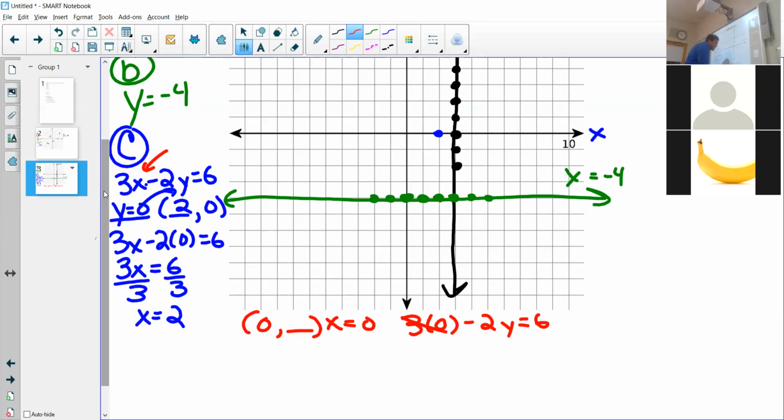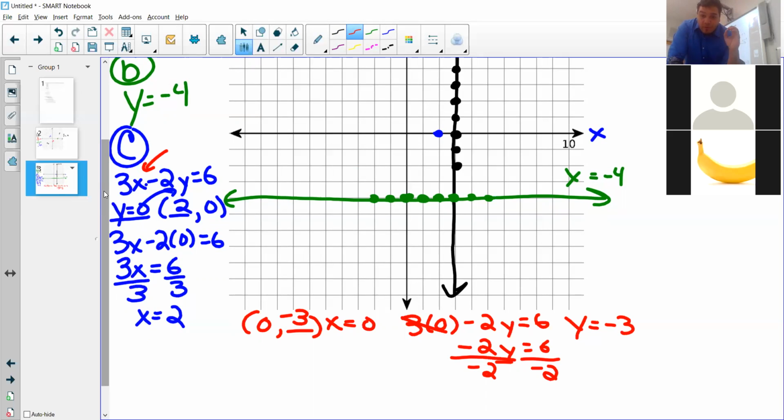This gets crossed out because it's times 0. Negative 2y equals 6, divided by negative 2, divided by negative 2. y is going to equal negative 3. So my blank back here on the left is negative 3. So it's (0, -3). Because it's negative 3, I'm going to go down 3: 1, 2, 3.